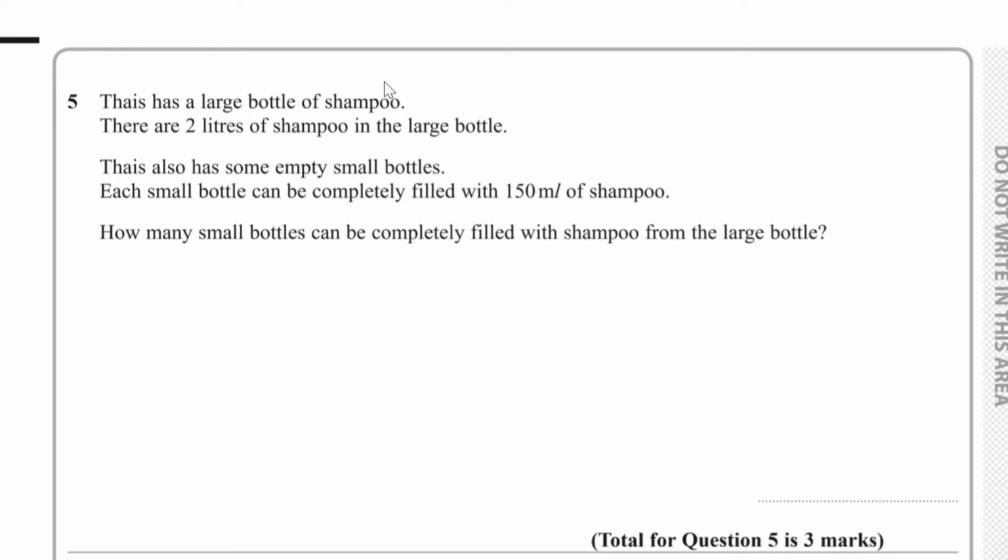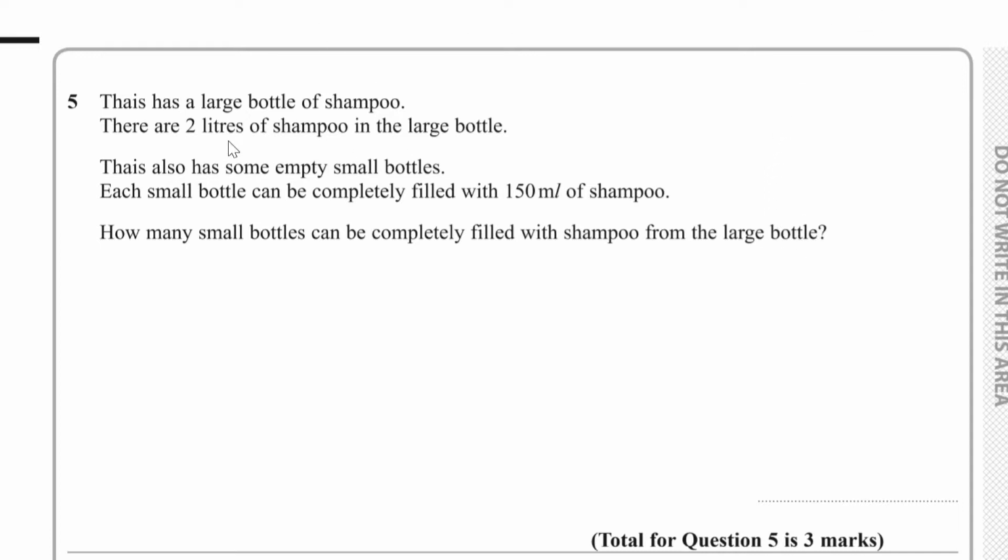Question number 5. TS has a large bottle of shampoo. There are 2 litres of shampoo in the large bottle. TS also has some empty bottles. Each small bottle can be completely filled with 150 milliliters of shampoo. How many small bottles can be completely filled with shampoo from the large bottle?